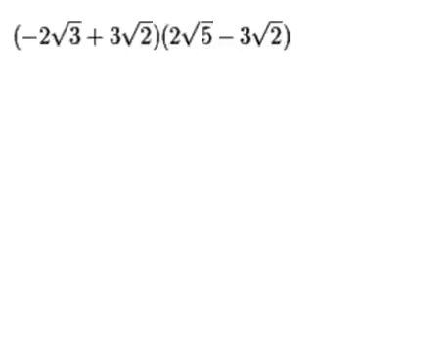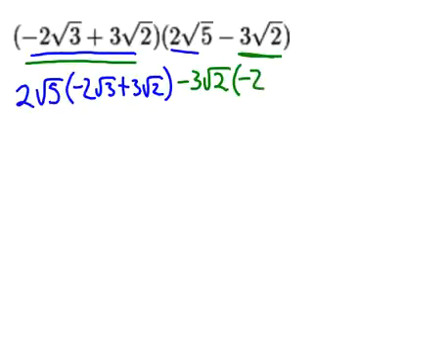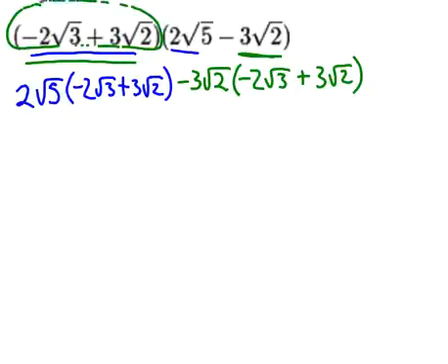I'm going to multiply this whole thing times this term, and then I'm going to be multiplying this whole thing times this term. And once again, I'm going to be using different colors here to hopefully make it a little bit clearer. So let's start with blue, and I'm going to be multiplying 2 square root of 5 times negative 2 square root of 3 plus 3 square root of 2. Okay? I'm going to switch to green. Now, on the green side here, I'm going to be multiplying the negative 3 square root of 2 times, again, 2 square root of 3 plus 3 square root of 2. Okay? So this right here gets multiplied times both of these terms.